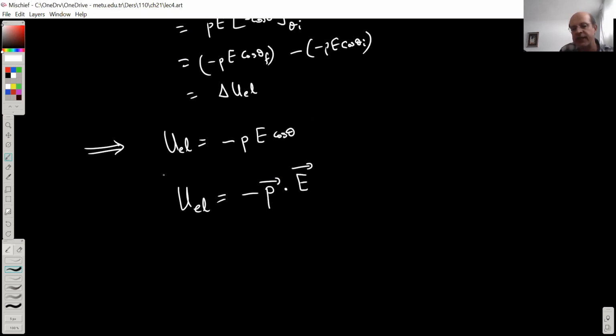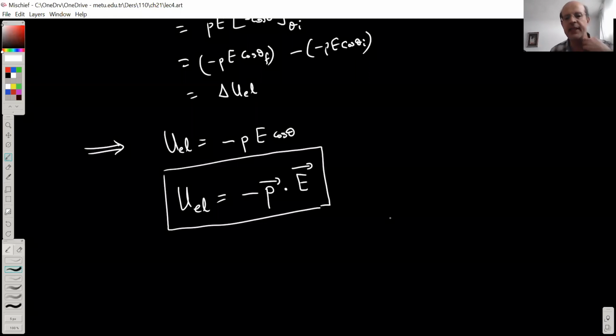The dot product of the electric dipole moment with the electric field gives us the potential energy of the dipole that describes its interaction with the external electric field. I just take the dot product of the electric field with the dipole moment.